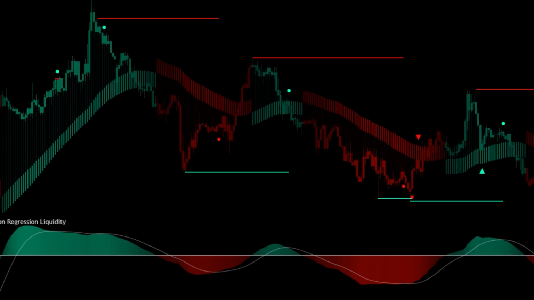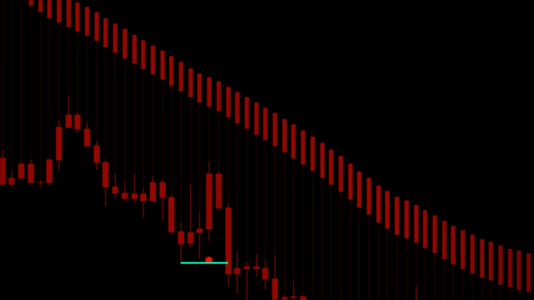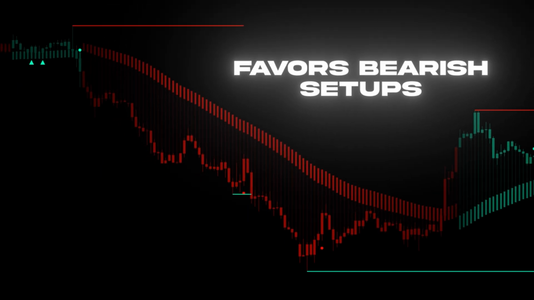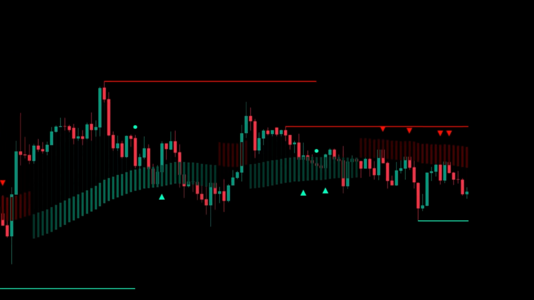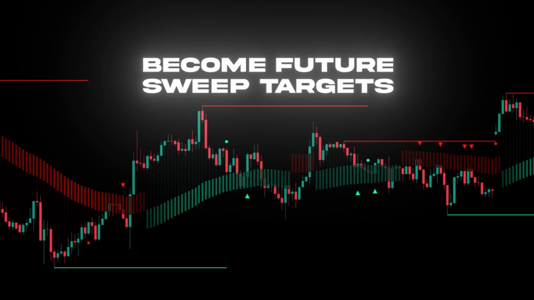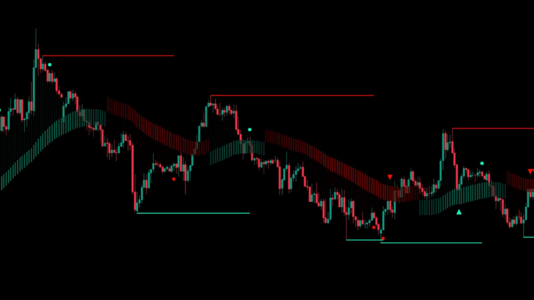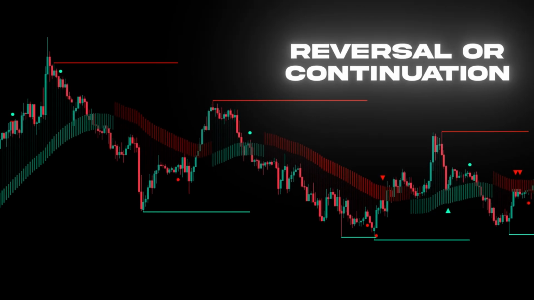Start by identifying the current oscillator direction. Positive momentum favors bullish setups. Negative momentum favors bearish setups. Then watch for liquidity levels created during weakening momentum phases. These become future sweep targets. When price reaches those levels, evaluate whether momentum and regression structure support a reversal or continuation.